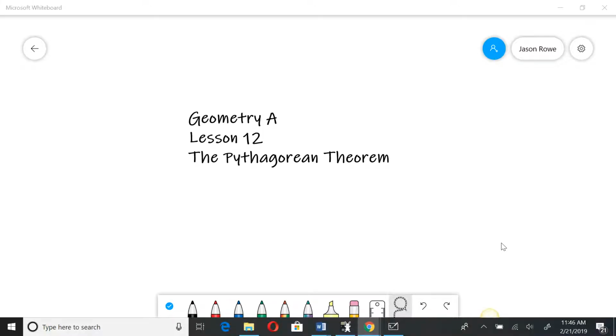This is Mr. Rowe. We're looking at Geometry Part A. This is Lesson 12 of the Pythagorean Theorem. So this is how to find one of the missing sides of a right triangle.